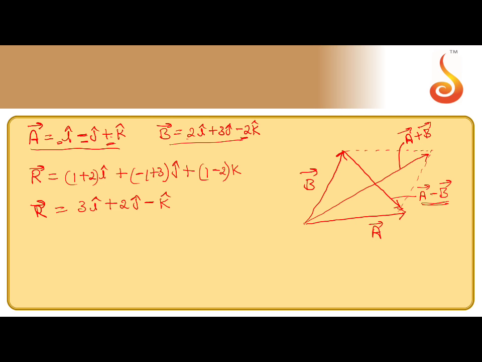I hope the doubt that you had related to the resultant is cleared, and you also have learned how to find the resultant when two vectors are given in the unit vector form. Can we move on to the next concept or the next problem?